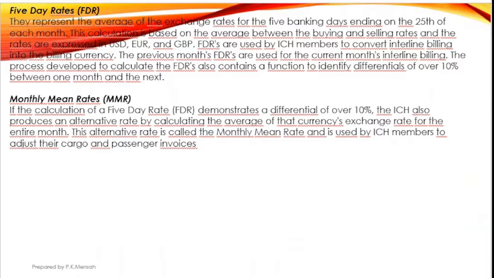The other one is the weekly rate. It's just 5 days rate, FDR. So you have the CDR, FDR, and MMR. These are the 3 basic rates we have for exchange rates in IATA pricing. Then the other one follows the same thing. You see, from the 25th of each month, the calculation base is the average between the buying and selling of the rate, especially USD, Euro, or Great Britain pound. They are used to convert interline billing into billing currencies. The previous month's FDR are used for the current month's interline billing. So that is basically the same rate.